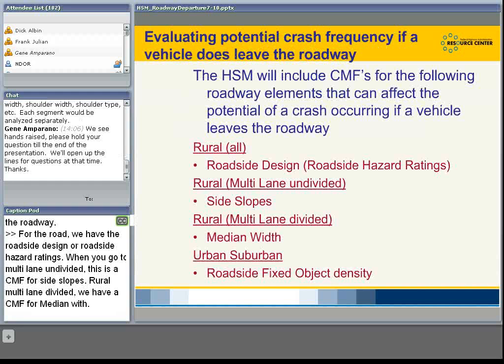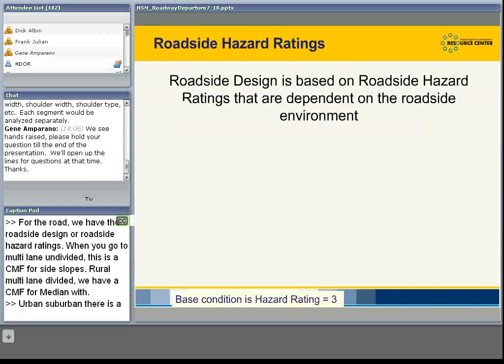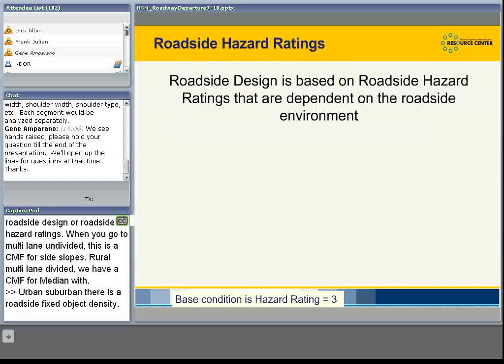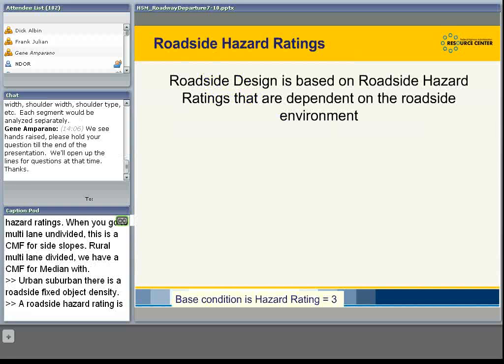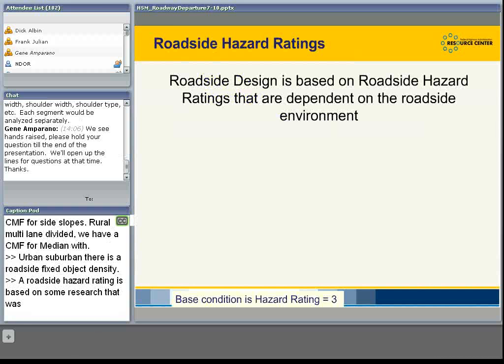For rural roads, we have the roadside design or roadside hazard ratings that I'm going to be going over. When you get onto multi-lane undivided, there's also a CMF for side slopes. For the rural multi-lane divided, we have a CMF for median width. And when we get into urban-suburban, there's a roadside fixed object density.